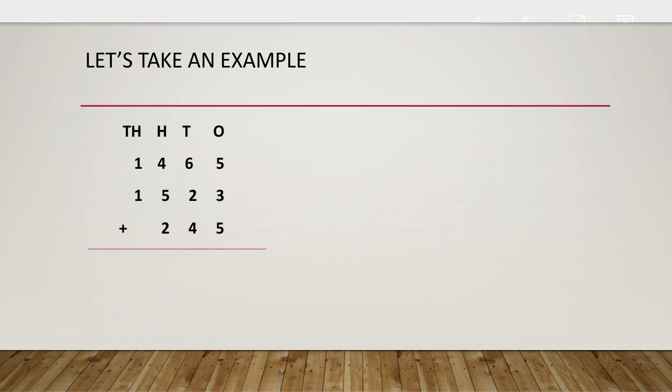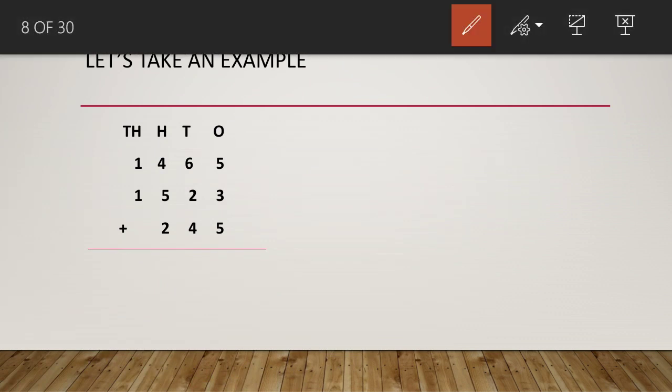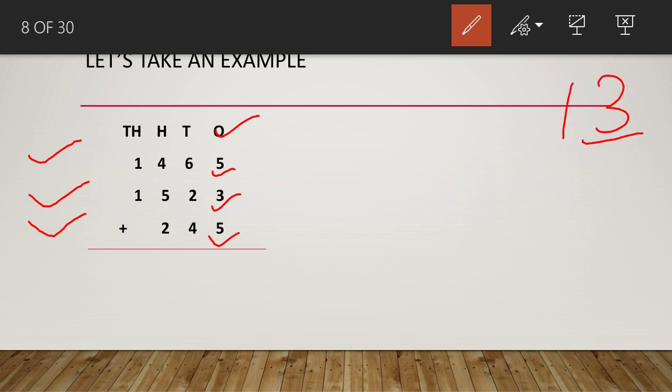Let's take one more example. Now this time we have three numbers, 1465, 1523 and 245. Now we will add all the numbers which are at the ones place, and the numbers are 5, 3, 5. So the sum will be 13. Now we will write 3 at the ones place and we will put 1 at the tens place as carryover.